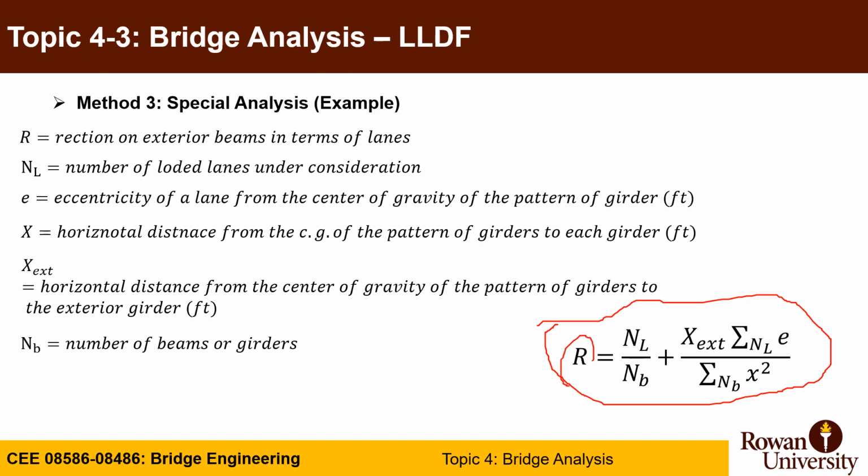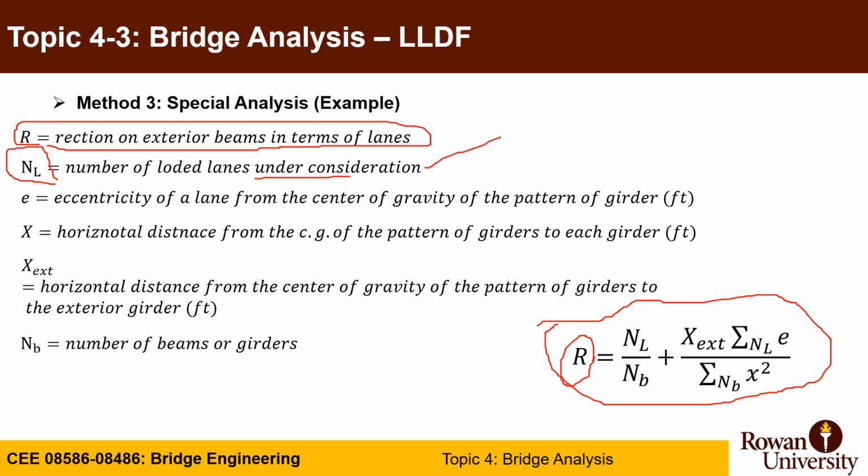So this R is the distribution factor, the action on the exterior beams in terms of lanes. NL is the number of loaded lanes under consideration. So if you consider one loaded, you put 1, two loaded 2, three lanes loaded 3. e, this e is the eccentricity of the lane from the center of gravity of the pattern of the girders.